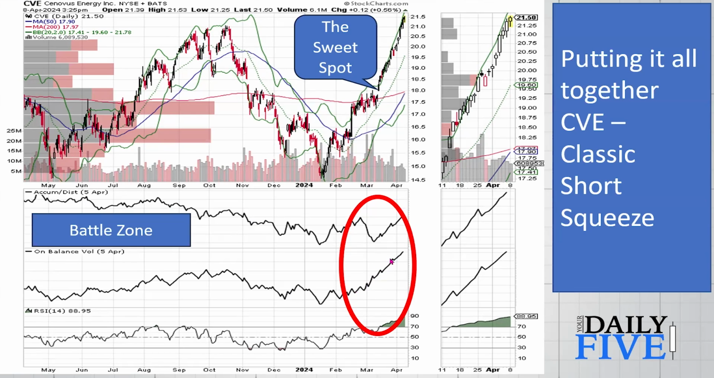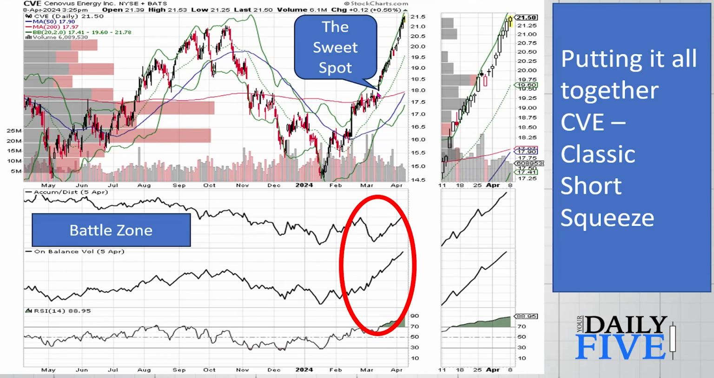Rising on balance volume, falling accumulation distribution line. Buyers coming in as short sellers pile on. Somebody's got to win. And so you watch what happens, and that's what I call the sweet spot. And what happened here was that the buyers won and the stock went up. And that is what you want to see.